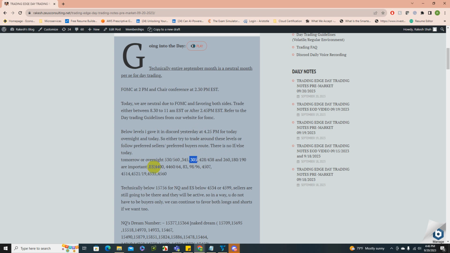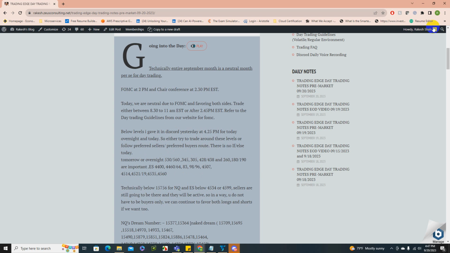So yes, 4400, 60, 64, pretty much this area became the low of the day. Yes, price went down after 4 o'clock, but until then, this area I would consider the low of the day. And then 83, 98, 90, 96 and 07 became the high of the day, and this became the low of the day. Price did not get here, so no need to discuss. But you can see, while price was here, these areas became high and low of the day. Same thing goes for NQ. So that's why the levels are very powerful here.